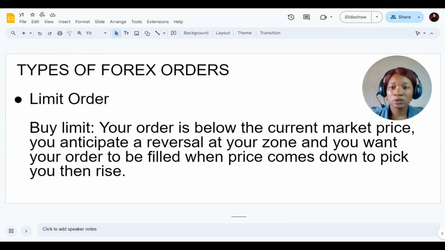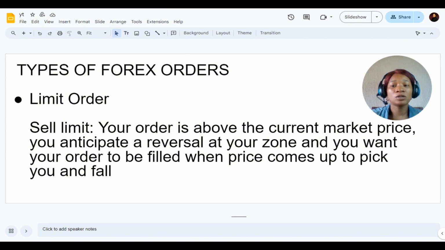Pretty simple. It's the exact opposite for the sell limit order, right? Your order is above the current market price. You anticipate that a reversal will happen at your zone and you want your order to be filled when price comes up to pick you and falls. You are assuming that the price is actually coming down, right? But of course, the market doesn't just fall down like that or rise up like that. It gives little pullbacks and then continues its movement, right?